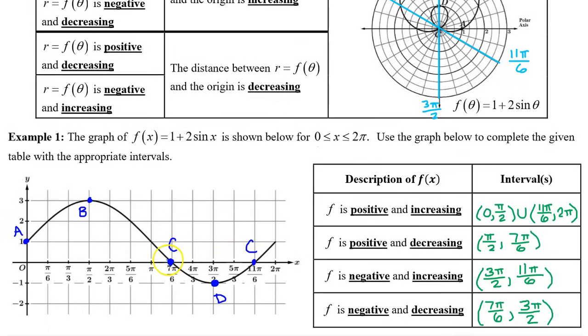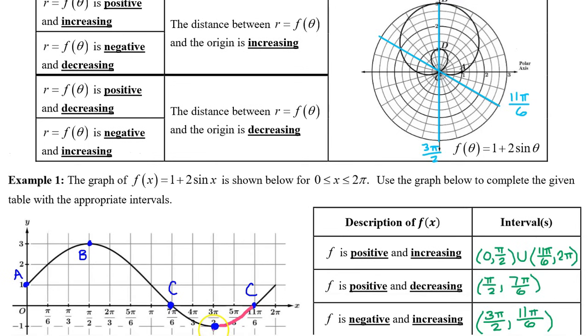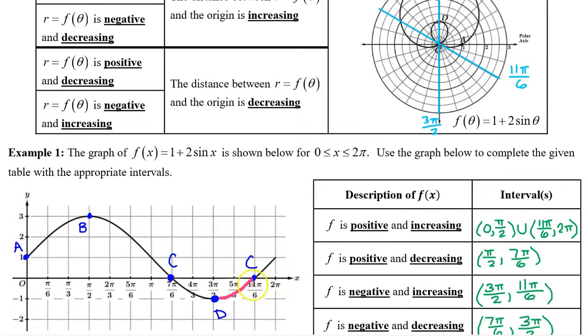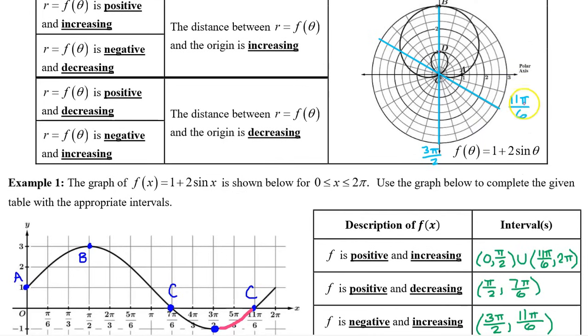So it makes sense that C will appear twice on this graph. On the interval from D to C, f is negative but increasing. Notice that on this interval the distance between f and the pole is decreasing. Let's compare what's happening on the rectangular graph from D to C to what's happening on the polar graph between 3 pi over 2 and 11 pi over 6.